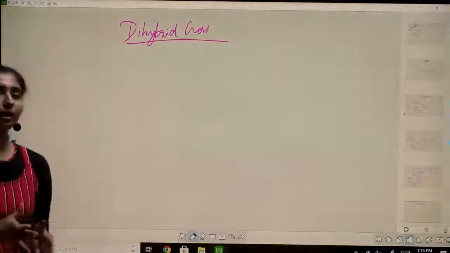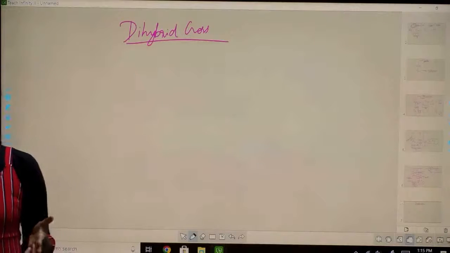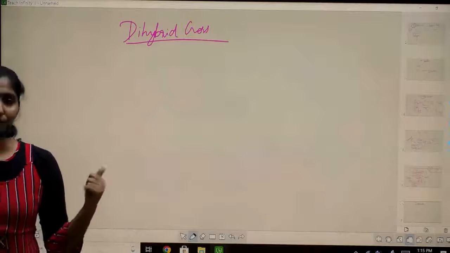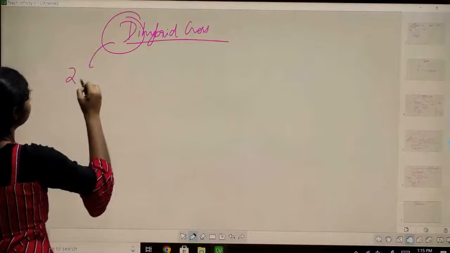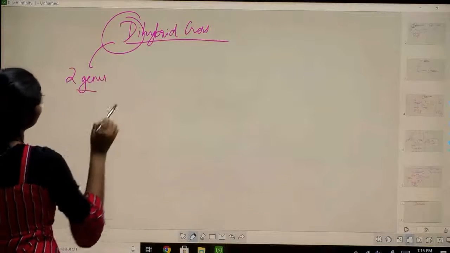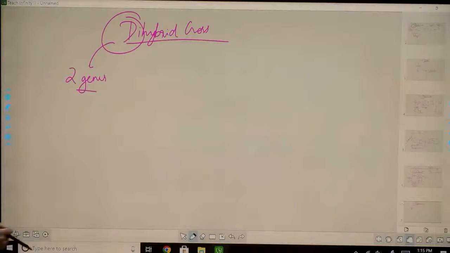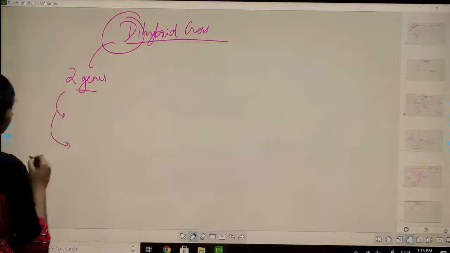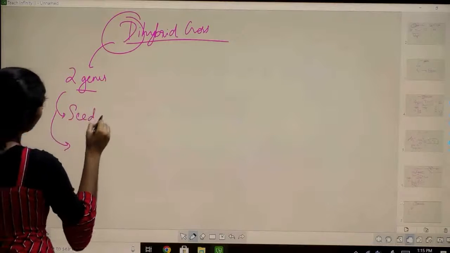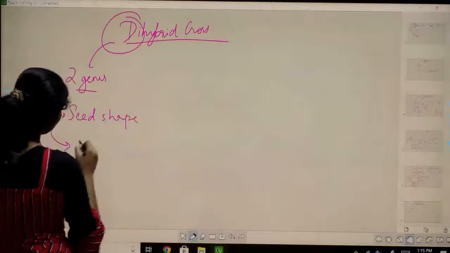Now in monohybrid cross, we considered one gene and two alleles. In the dihybrid cross, we are going to consider two genes. So in the dihybrid cross, Mendel concentrated on two genes, that is seed shape and seed color.